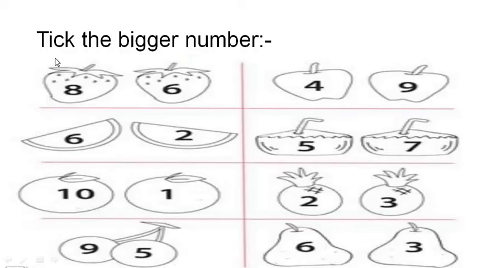Now look, tick the bigger number. What is this? Tick the bigger number. So what should we do? We should find out the bigger number out of the pair of given numbers and tick mark on it. Okay? This is number 8 and number 6. Which number is the bigger among these two numbers? Number 8. Tick mark.